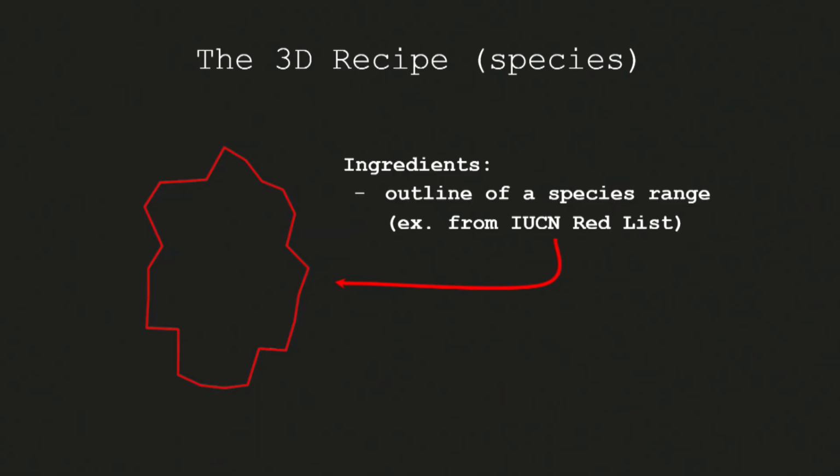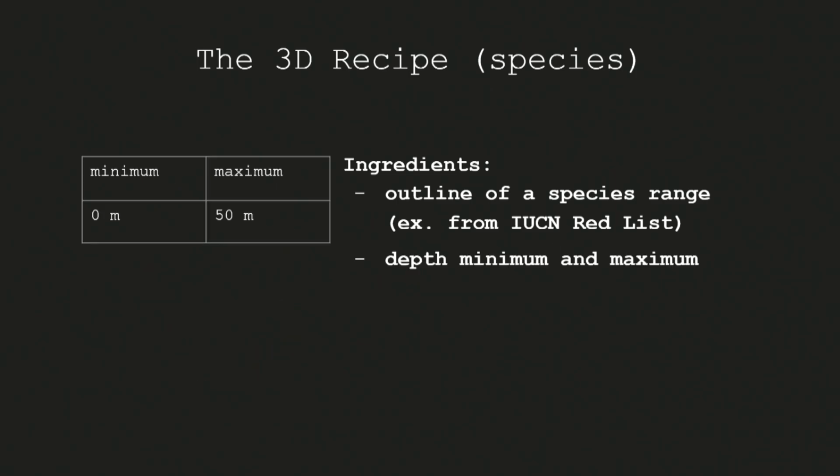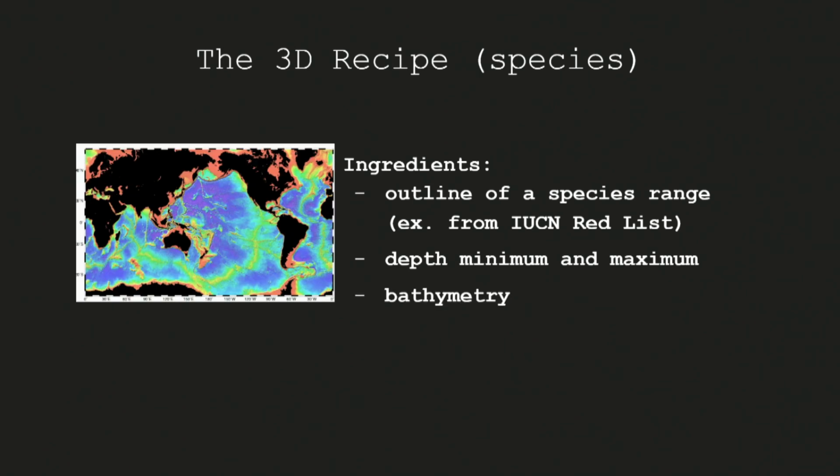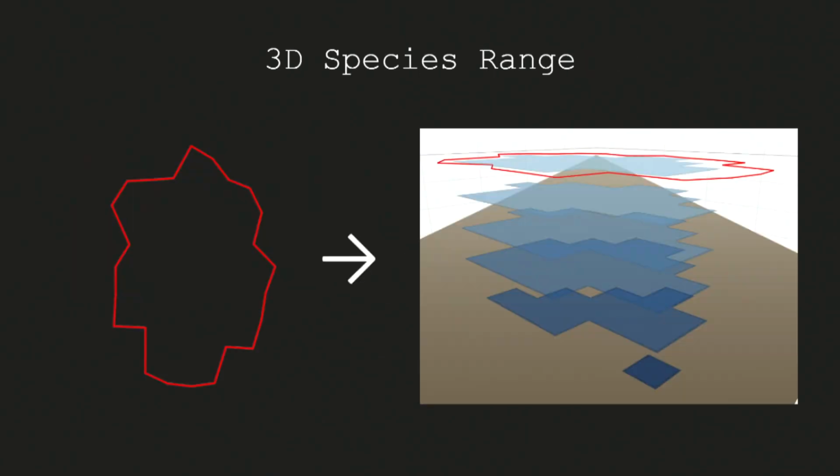To show this, we have a 3D recipe. The first ingredient is the outline of the species range, for example, the species range from the IUCN Red List. The second ingredient is the depth minimum and maximum values. And then finally, the bathymetry of the study area. Putting this all together, we can create this 3D raster stack representation of the species range.